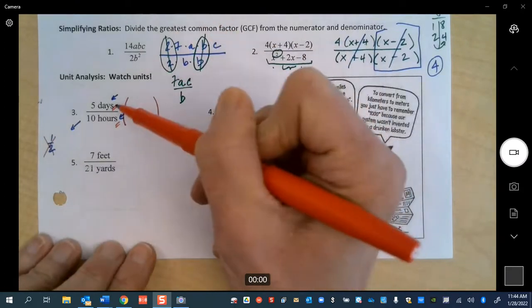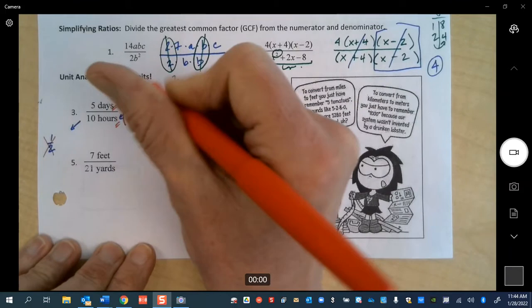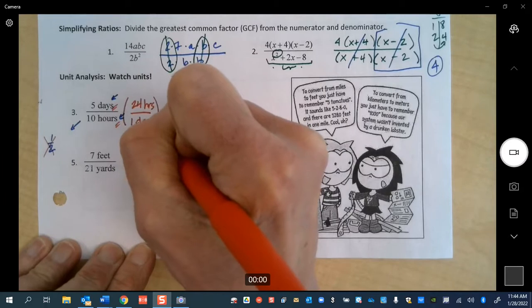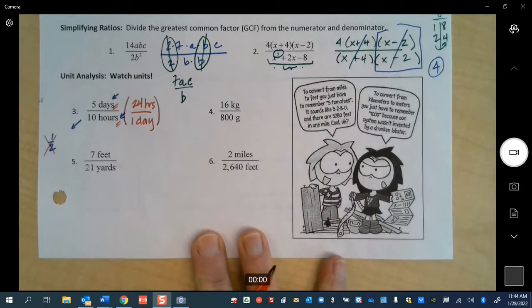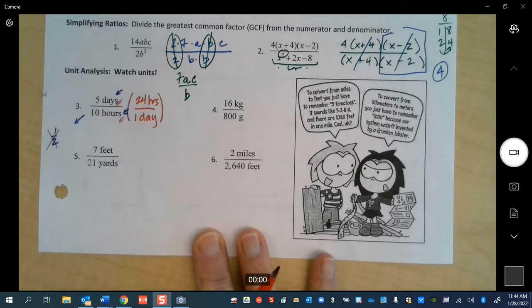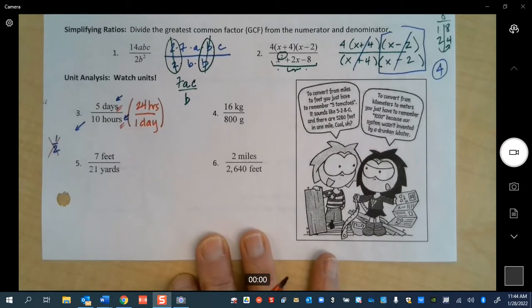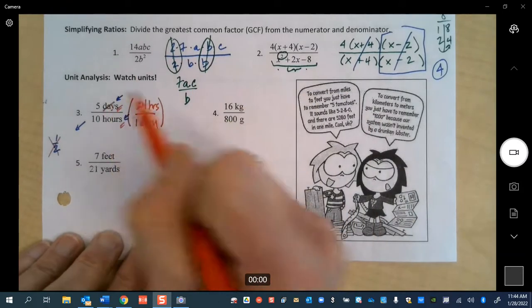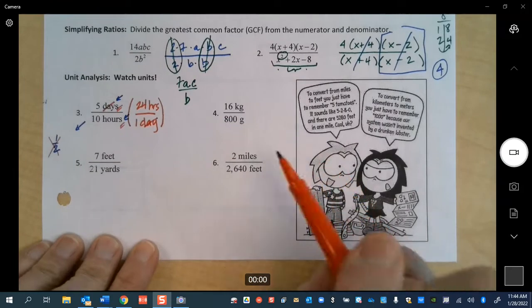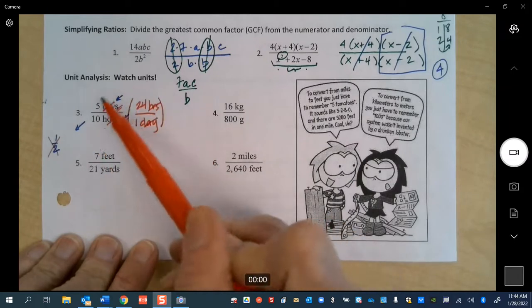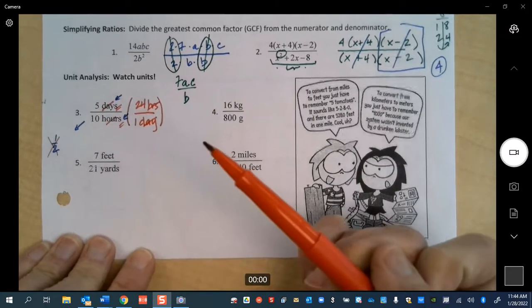by understanding each of these units. I know that there are 24 hours in one day. 24 hours to 1 day is worth 1. If I multiply that times my fraction, I'm not changing its value. Just the same as you find equivalent fractions when you are looking for common denominators. But what ends up happening here is my units, days and days cancel, my units, hours, and hours cancel, and now I'm looking at everything on the same level.